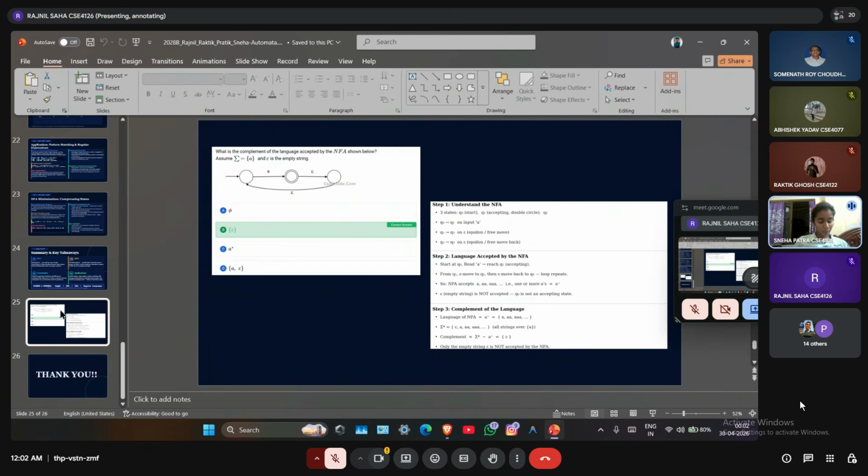Now let us look at the complement. All possible strings of A are A star, which includes epsilon. So the complement of A+ leaves only one string, that is epsilon. So the final answer to this question is that the complement of the NFA's language is epsilon. Thank you, sir.